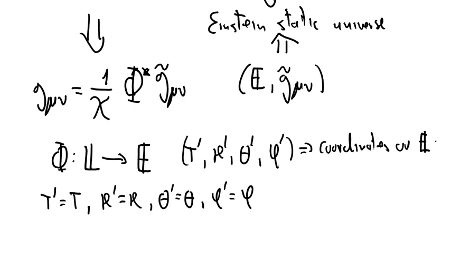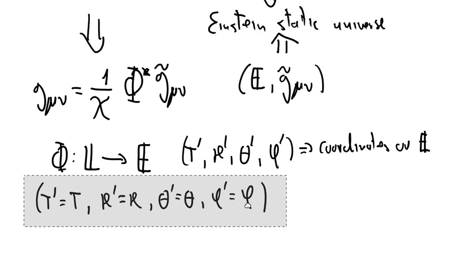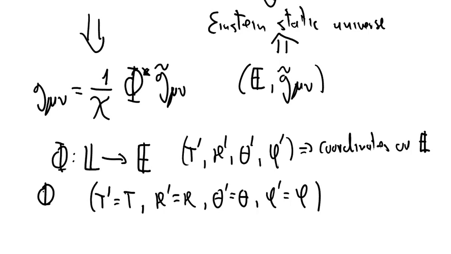Then this map, just move this to the right. Okay, this map is a conformal embedding. And the reason is just given by looking at this expression.